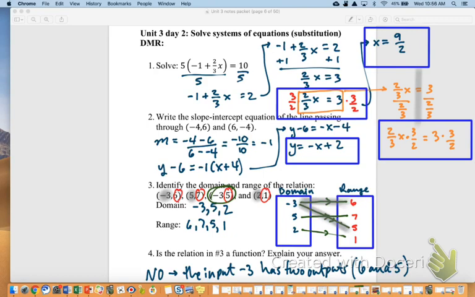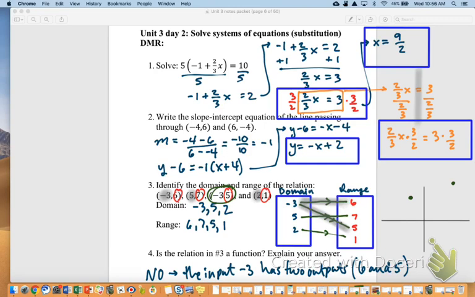Let me show you graphically as well. You guys remember the vertical line test? So if I were to plot these on a graph, here's what it would look like. -3, 6 would be right about there. 5, 7 would be up there somewhere.